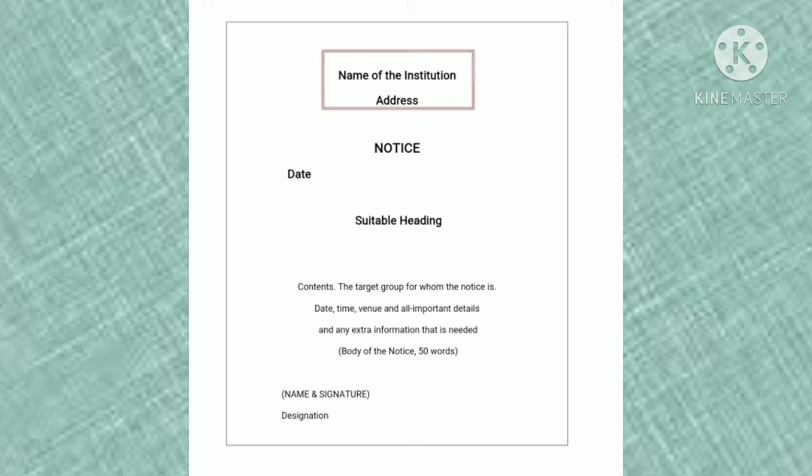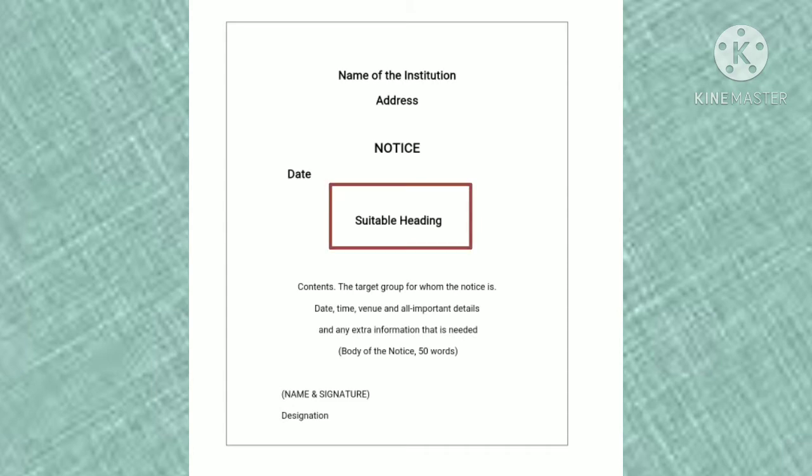So write down the name of the institution first, and then just below it write down its address. After writing the address, you leave a space, or if you're writing in a notebook, you leave a line, and then write down NOTICE in capital letters. Then towards the left hand side, we'll write down the date. And again, leaving a space or a line, then we will write down a suitable heading. And what is this suitable heading? You will again derive it from the question only. You will see what subject you're about to write on. So that is the suitable heading.